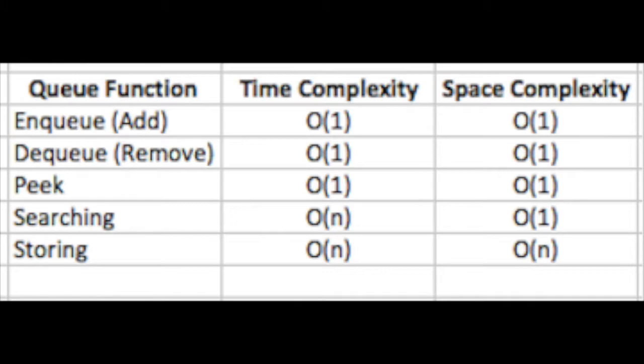Searching would have a linear time complexity, or big O of n, assuming a worst case scenario where we would have to traverse the entire queue to find the value we're searching for. But since we'll only be holding one value, its space complexity will be constant, or big O of 1. Finally, storing would take both a linear time and space complexity, or big O of n, since we'll need to traverse the whole queue and store every value as we go.